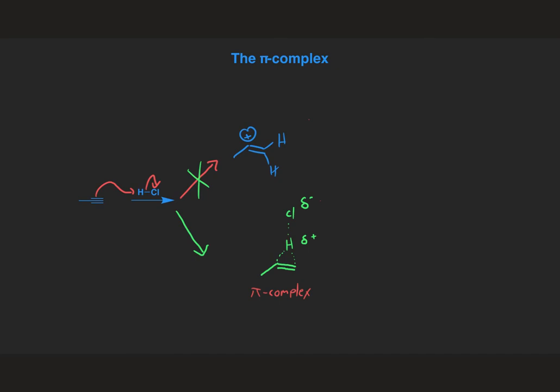And once that gets formed, Cl minus is going to come in and attack the most substituted side here, which is going to form this alkene with the Cl at the internal position, or the most substituted position.